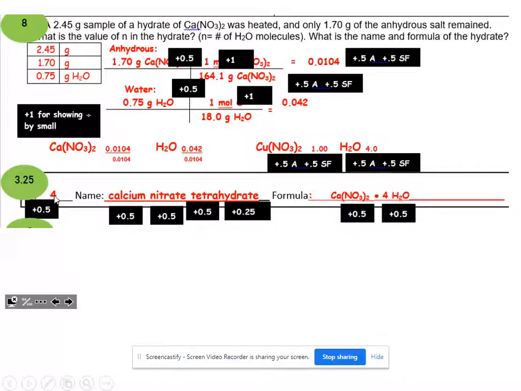Half point here for N being 4, half a point for calcium, half point for nitrate, half point for tetra, 0.25 for hydrate. The formula unit is worth a half point, CaNO3.4H2O.